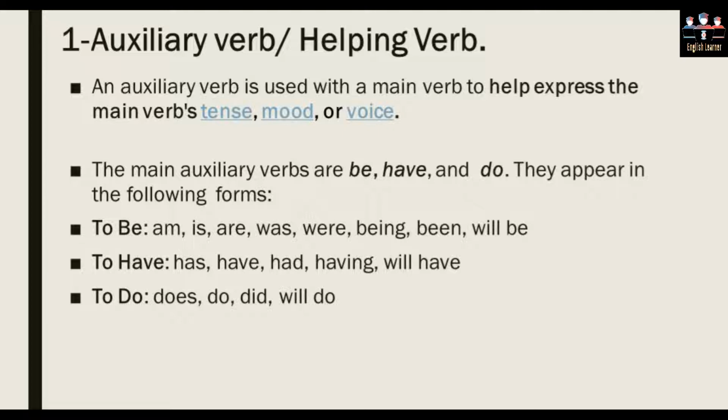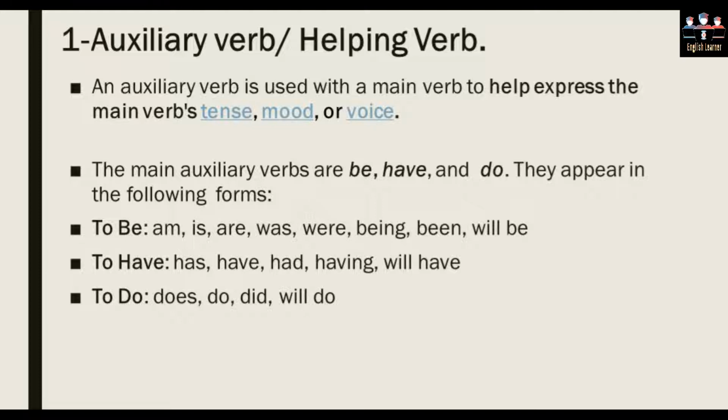An auxiliary verb is used with the main verb to express the main verb's tense, mood or voice. It is also called a helping verb. As the name implies, a helping verb actually helps out the main verb in a sentence in order to clarify the tense, mood or the voice. The main auxiliary verbs are be, have and do. They appear in different forms.